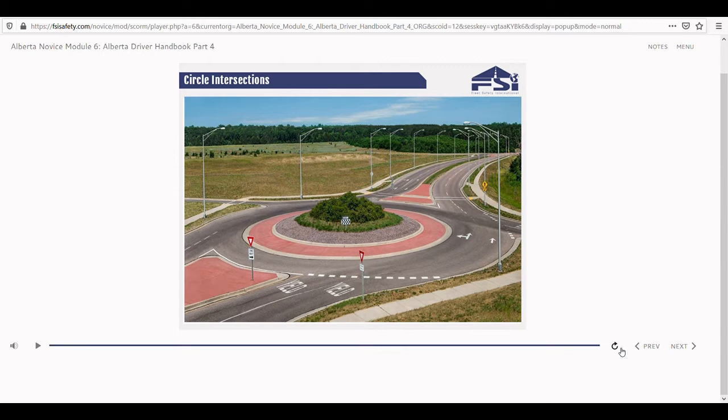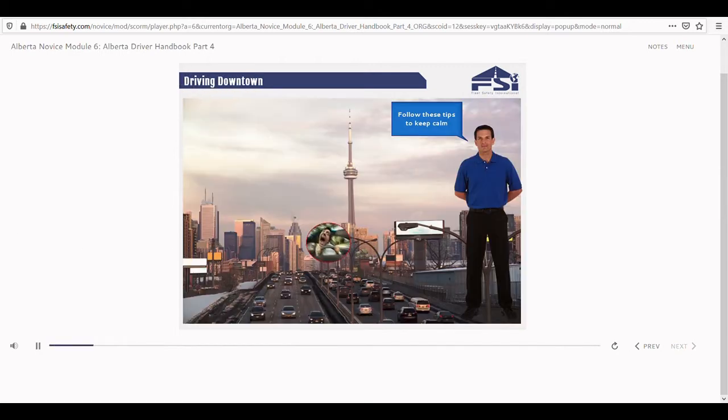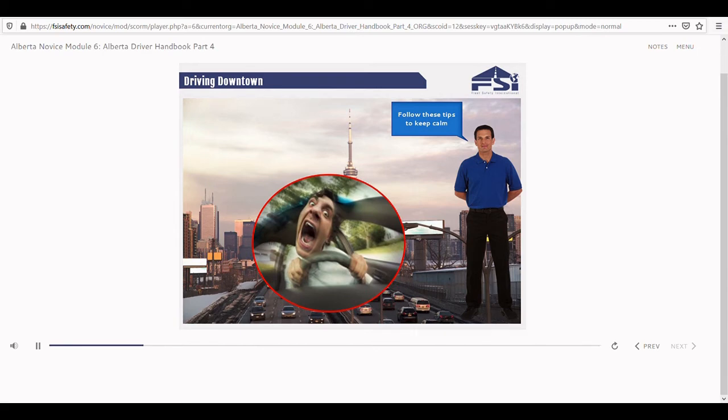Traffic calmer or something? Driving downtown can be confusing and at times frustrating. High volumes of traffic, one way.